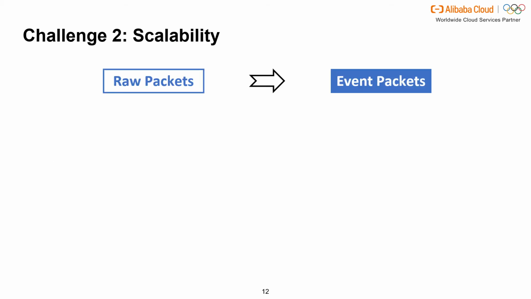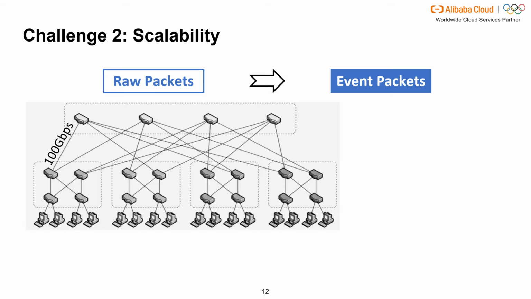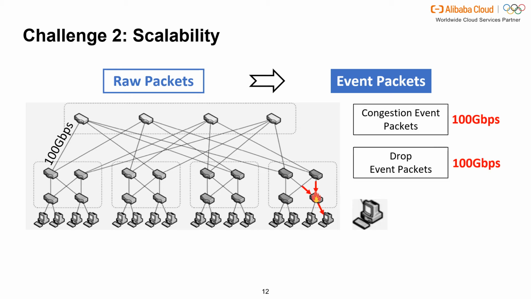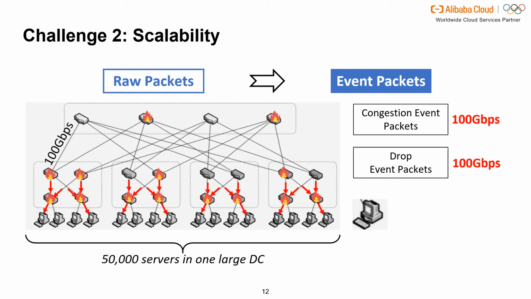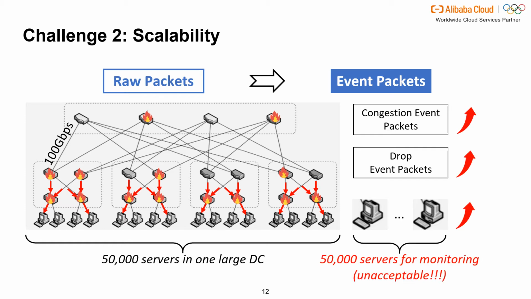NetSeer can reduce the monitoring traffic volume by event packet selection. However, extreme situations such as severe congestion can result in massive congested or dropped packets. When networks scale out and the event number grows, the situation can go worse. Imagine a data center with 50,000 servers. Suppose all servers encounter congestion. Then, we need 50,000 processing servers, which brings unacceptable overheads.